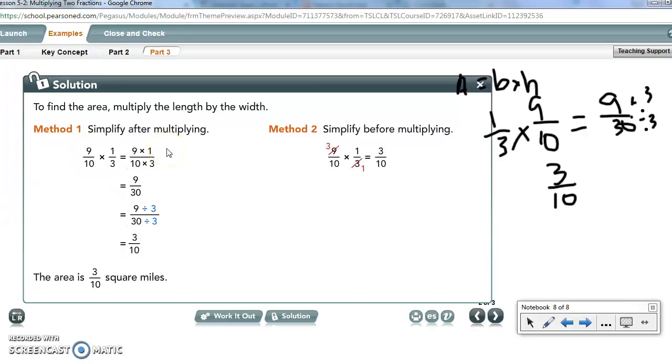On the right, you can see that you can simplify this before you're multiplying. So they say 9 and 3 both have a factor of 3. So 9 divided by 3 is 3. 3 divided by 3 is 1. 10 times 1 is 10. 3 times 1 is 3. They'll both get you the same answer.